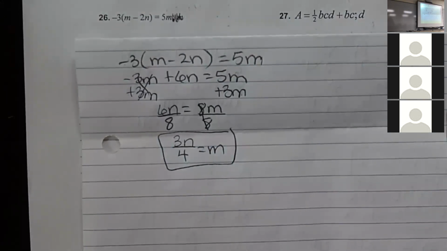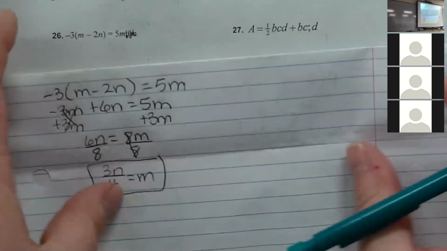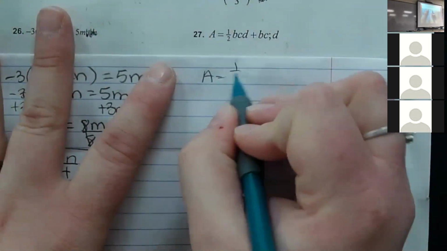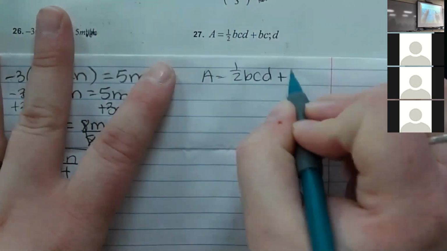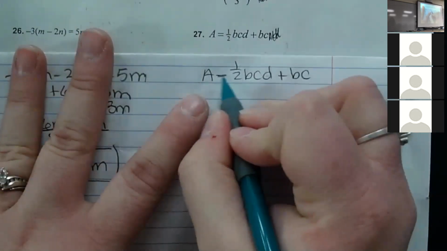Okay, last one. Yay! Look at us, just cruising. All right. A equals 1/2 bcd plus bc. And we're solving for d, as in dog.